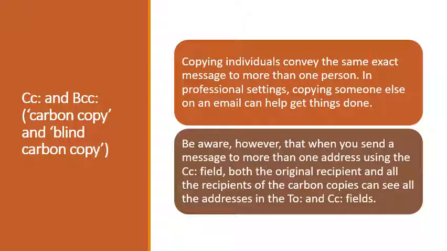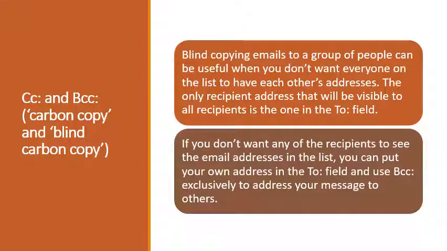What about the BCC? Blind carbon copy. So blind copying emails to a group of people can be useful when you don't want everyone on the list to have each other's addresses. The only recipient address that will be visible to all recipients is the one in the to fields. If you don't want any of the recipients to see the email addresses in the list, you can put your own address in the to field and use BCC exclusively to address your message to others.